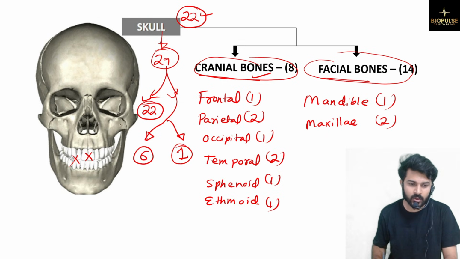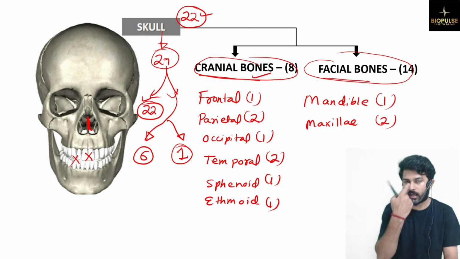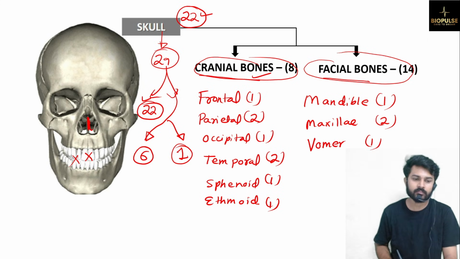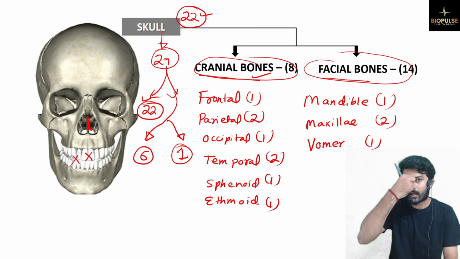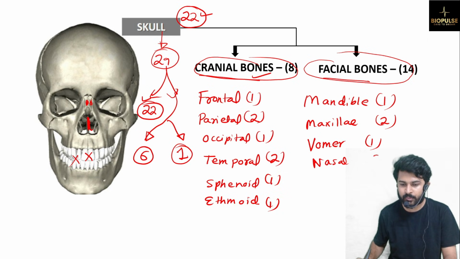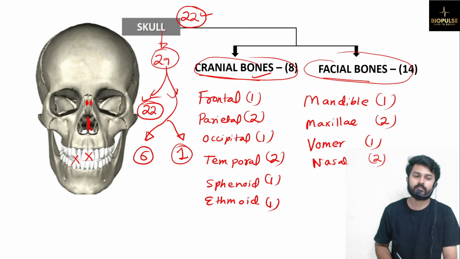Then if you see here on the skull, this one, okay, here inside to the nose, a single bone is present. That single bone is known as vomer. How many bones? Single. Now here 2 nasal bones will be present. Where? Here 2 nasal bones will be present. How many nasal bones? 2.